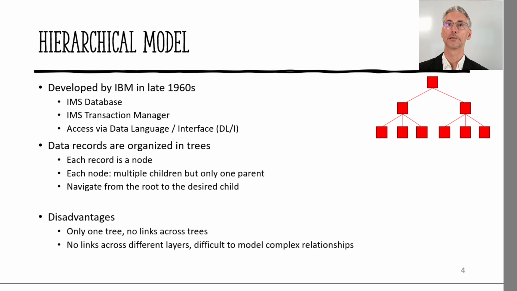And if you want to find a particular data record, you need to navigate from the root to the desired child. Obviously that has quite some disadvantages. There's only one tree in these very early systems, and you don't have links across trees. And you also don't have links across different layers, which makes it very difficult to model complex relationships.